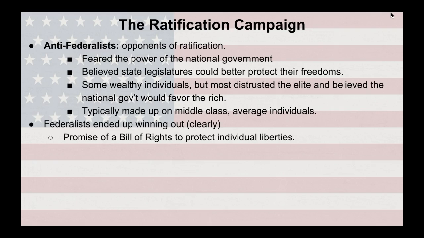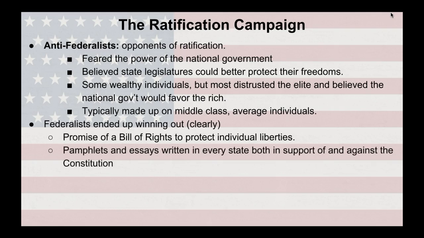And the Federalists are going to essentially go on a ratification campaign, and there's going to be lots of essays and pamphlets written in every state, both in support and against the Constitution. But the Federalist Papers, as I've said, are way more well known than the Anti-Federalist Papers. And in fact, because the Federalists are going to be the ones that come out on top, essentially, and the Constitution is ratified, the Federalist Papers are the ones that are going to be pushed more in history.